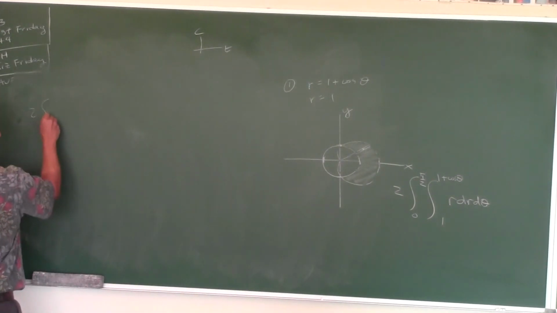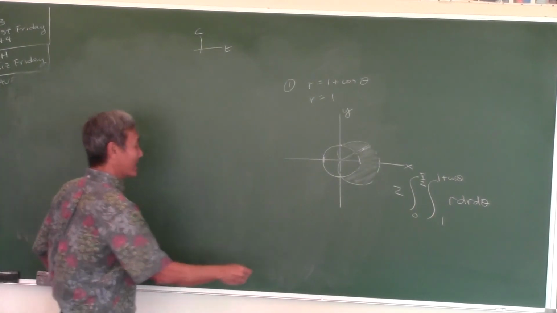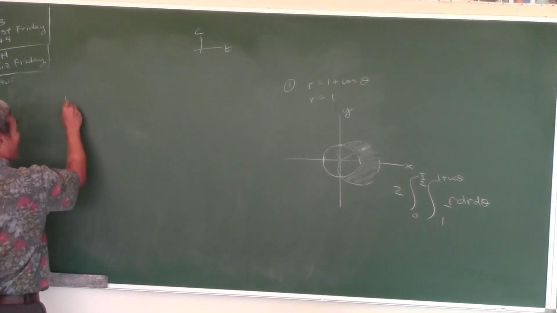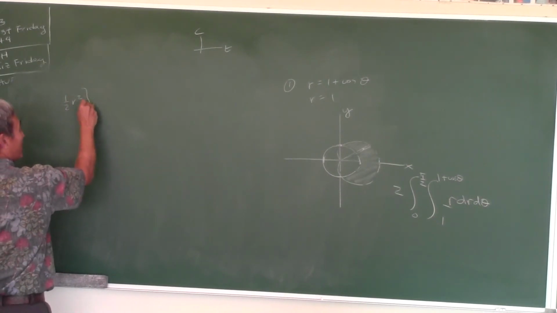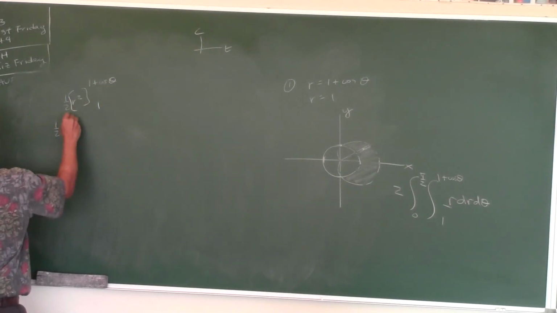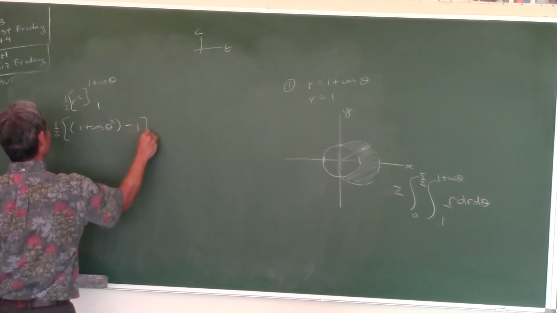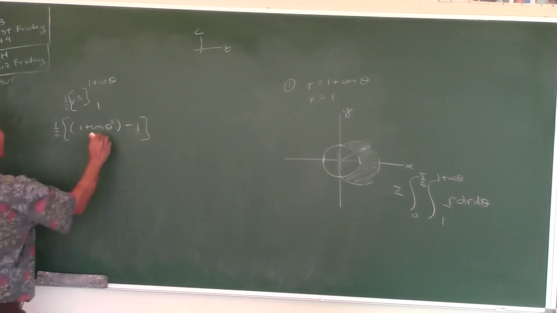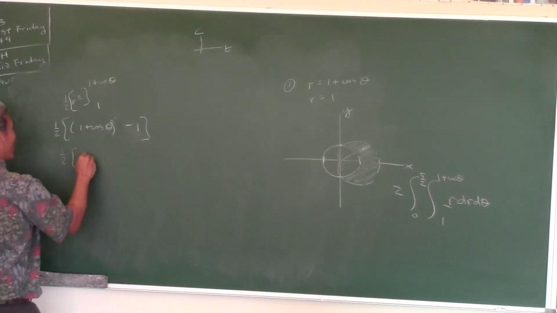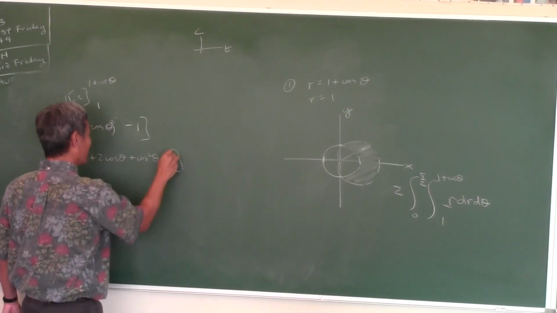So 2 times the integral from 0 to pi over 2. What is the antiderivative of r? r squared over 2. So 1/2 r squared from 1 to 1 plus cosine theta. Factor out the constant 1/2, and you're going to have (1 plus cosine theta) squared minus 1. Then you multiply that out: 1 plus 2 cosine theta plus cosine squared theta minus 1. The 1's cancel out.